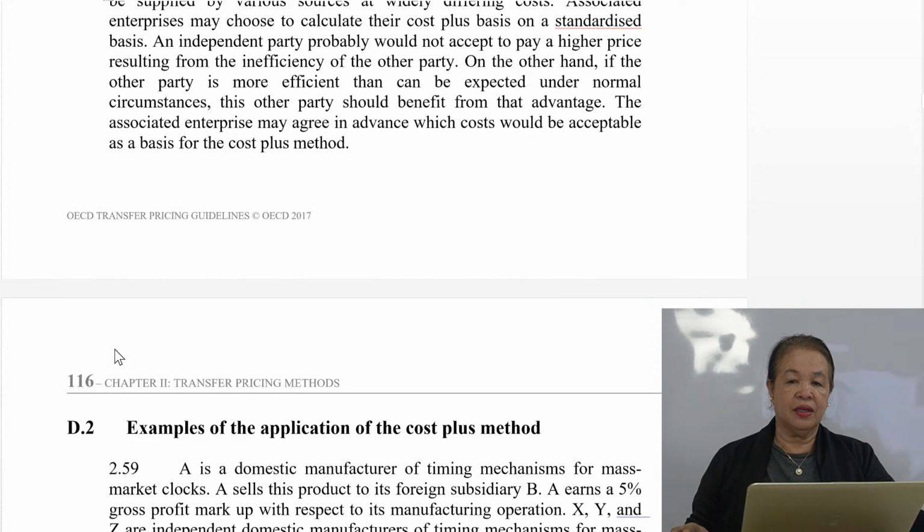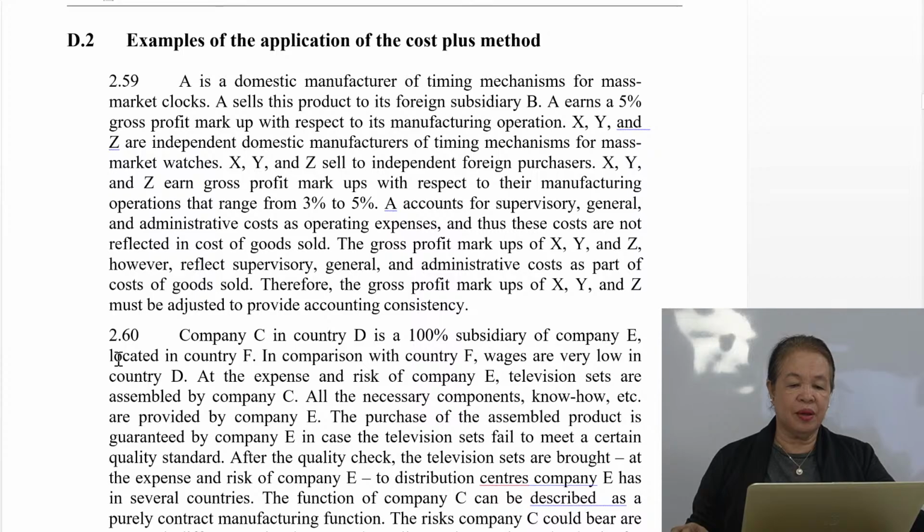No? Okay. So these are the examples of the application of the cost plus method.